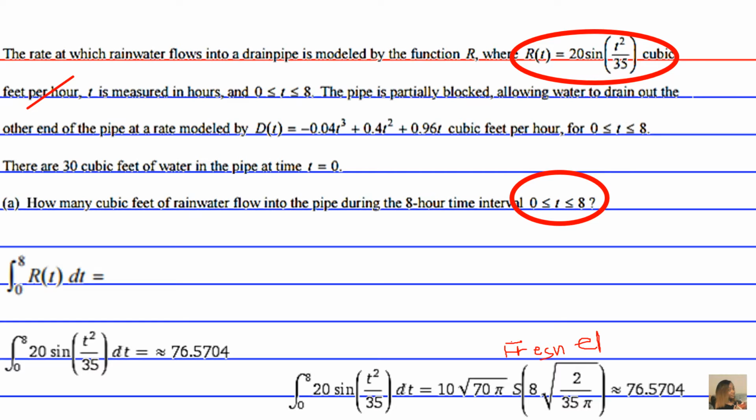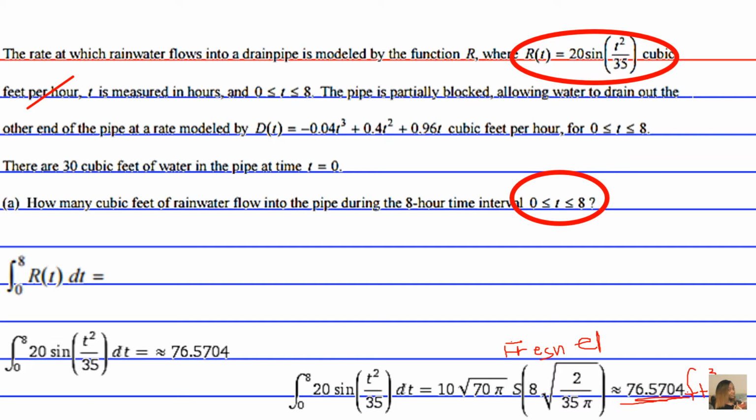So times the Fresnel integral, 8 times the square root of 2 over 35 pi, and that's how we end up with our 76.5704. What is it going to be? Cubic feet, okay? I forgot to put in the units. So don't forget to put in the units for it to be a complete, concise answer.